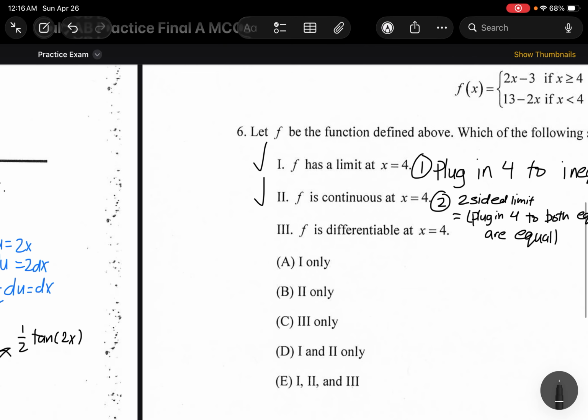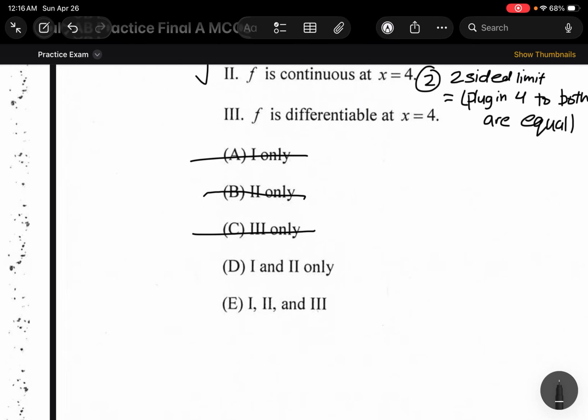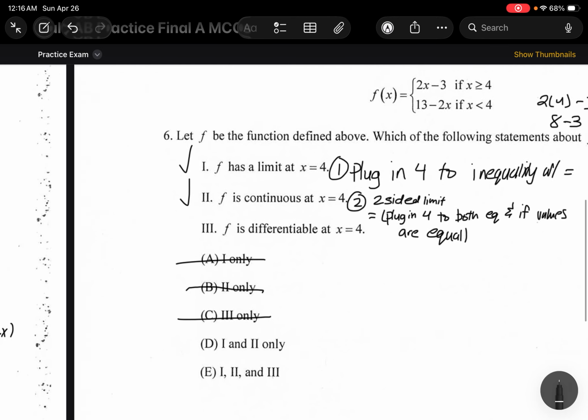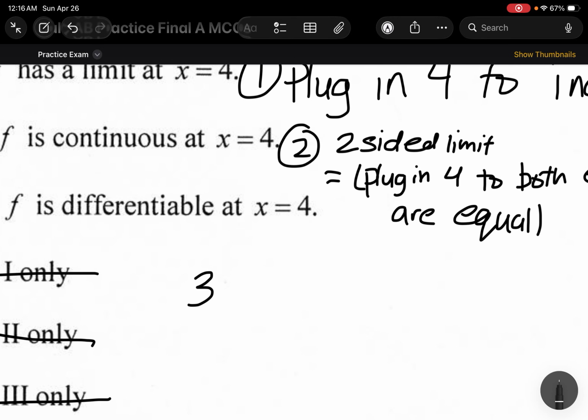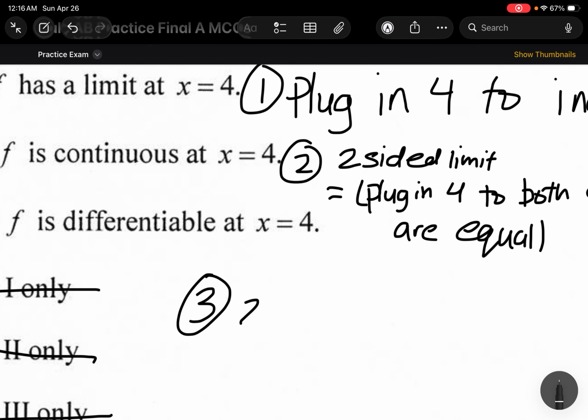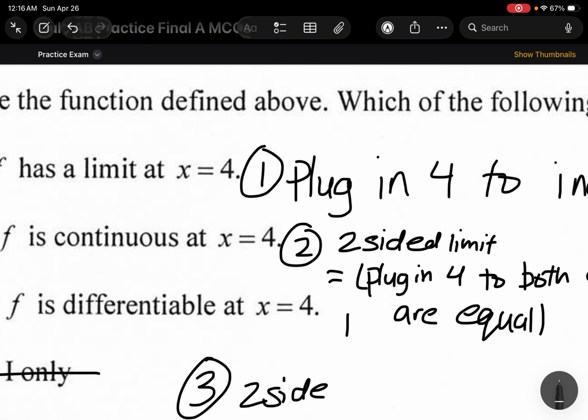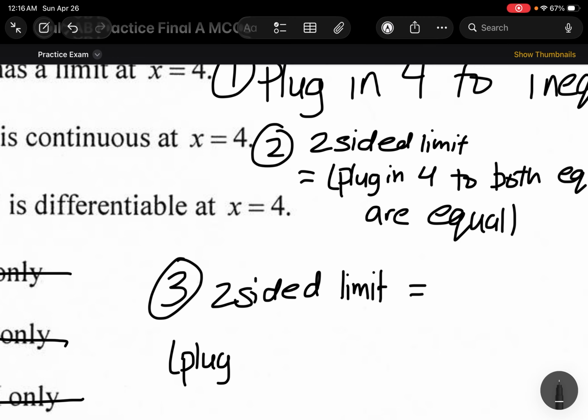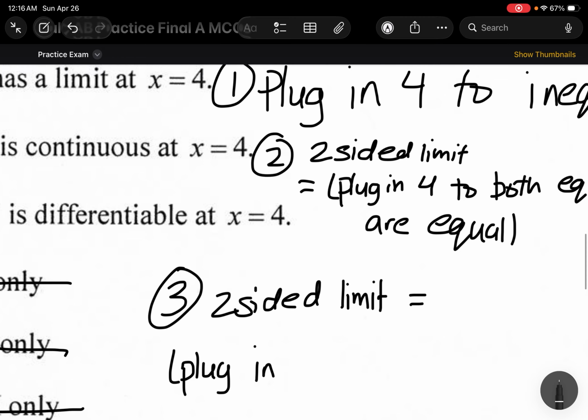So far we can do process of elimination and say it's not going to be 2 only, it's not going to be 3 only, it's not going to be 1 only, since 1 and 2 work so far. So we are going to now test if D is the answer or if E is the answer. So now we're going to check if f is differentiable at x equals 4. That means the two-sided limits are equal, but this time you're going to plug in 4 to both derivative equations.